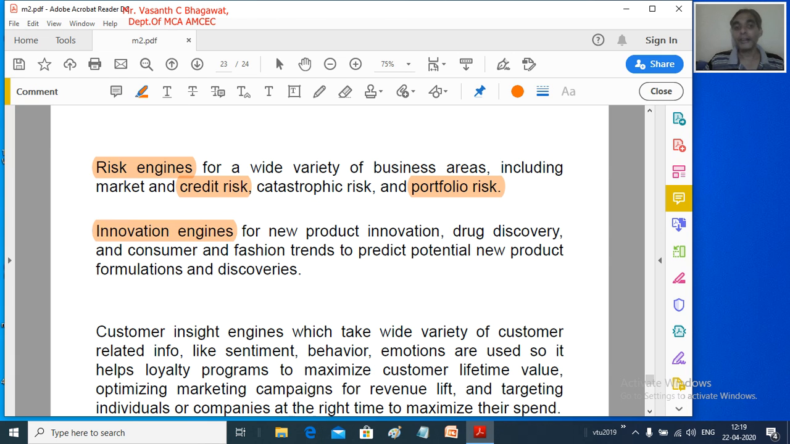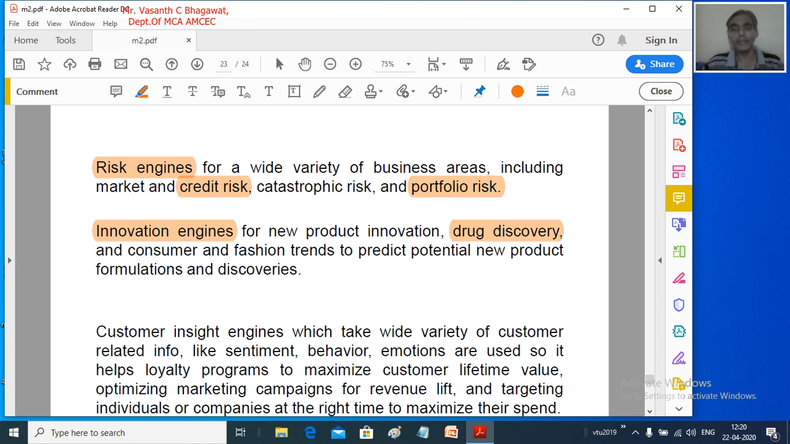Innovative engines, say for example you want to innovate a new product, right? You are going for an innovation of a new product, for drug discovery, for example. How are you going to come up with a new drug? Right now you can see day and night how the researchers, the IT team, the medical team and the scientists are all working to come up with a new vaccine or drug to fight corona, right? That is the problem we are facing. So innovative engines help them come up with a new thing.